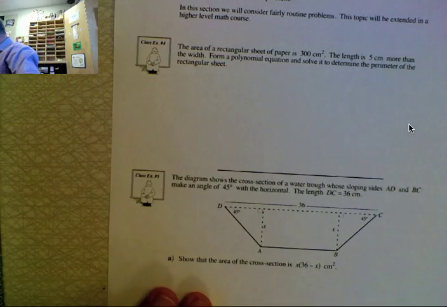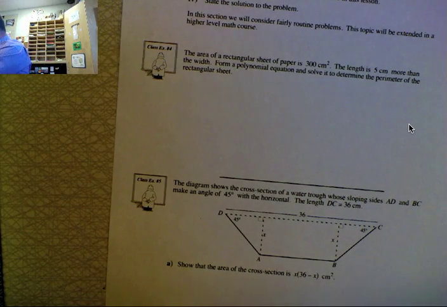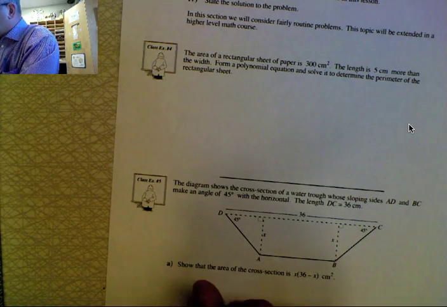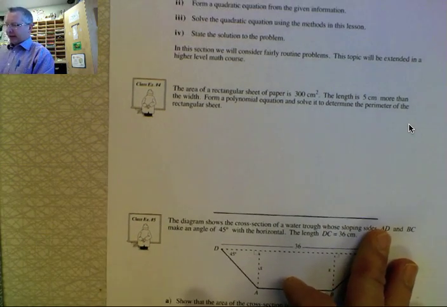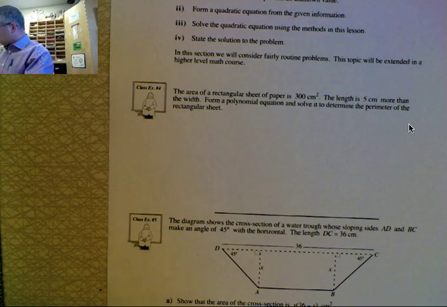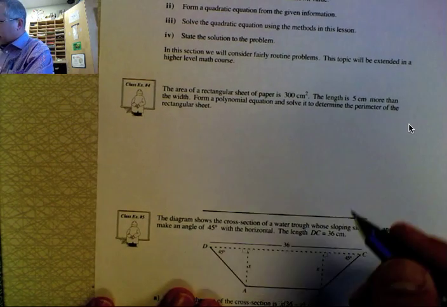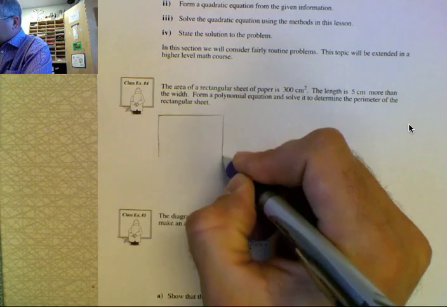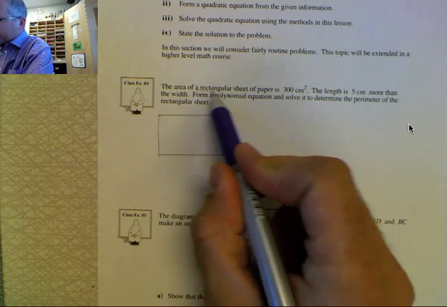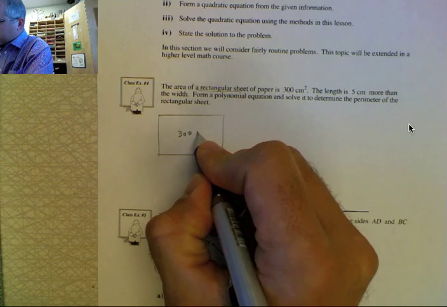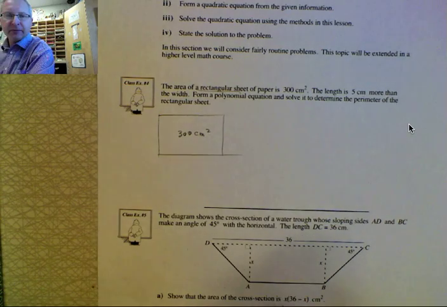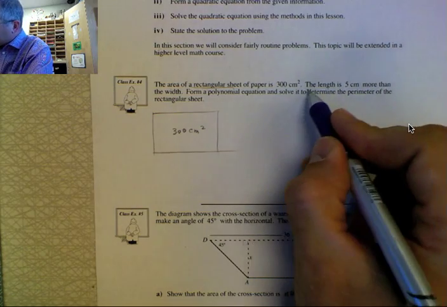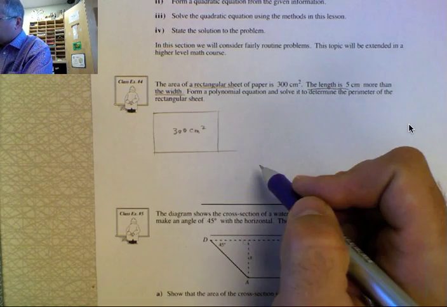Okay, so we're going to look at a couple of problems that we can model using some quadratics. We're going to look at some pictures to help us model these problems, and we're going to set up some equations to help us get a solution. So if we look at this first problem, it says the area of a rectangle is 300 square centimeters. So I draw a rectangle, I label it. It's got 300 square centimeter area. It says the length is 5 centimeters more than the width.